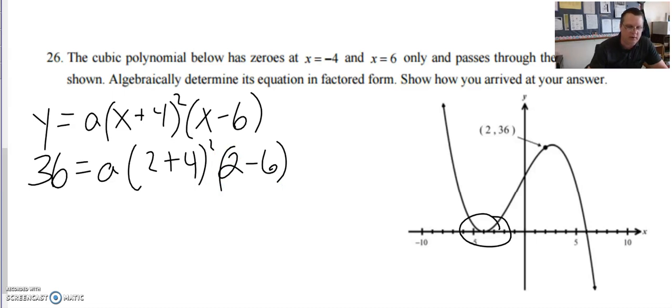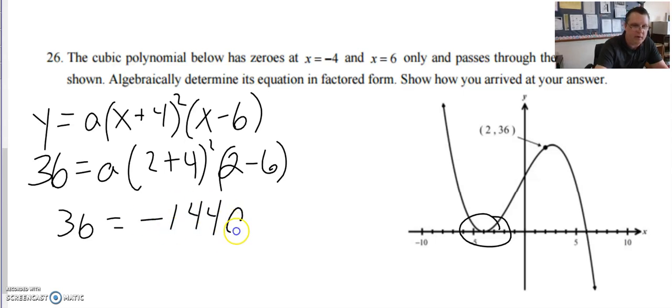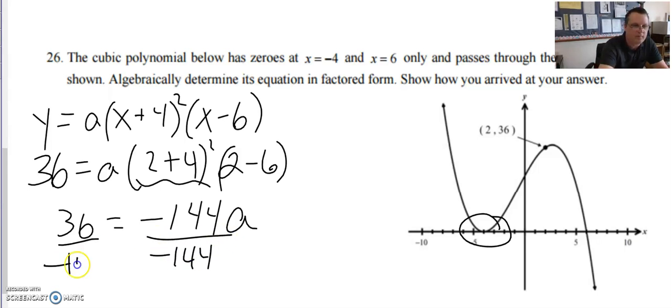And you can do that in your calculator if you want. Just make sure you have the parentheses in it. So then you have 36 equals negative 144a, because this is 6 squared, which is 36, and that's a -4. So then you divide both sides by negative 144. So a is, I know it looks kind of weird, but it's okay, -1/4.